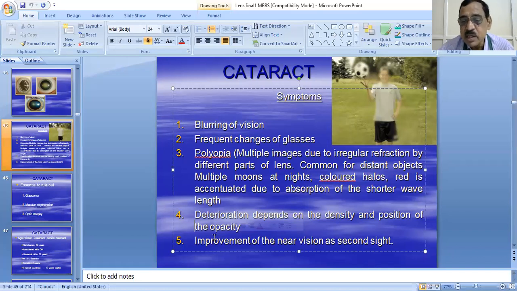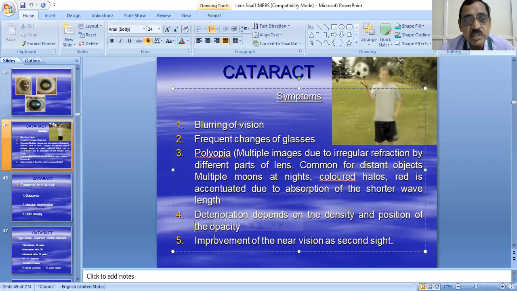In the examination, normally we do ask how you can differentiate the colored halos and what the causes for colored halos are. And next, red is accentuated due to absorption of the shorter wavelengths of light. And the deterioration depends on the density and position of the opacity.